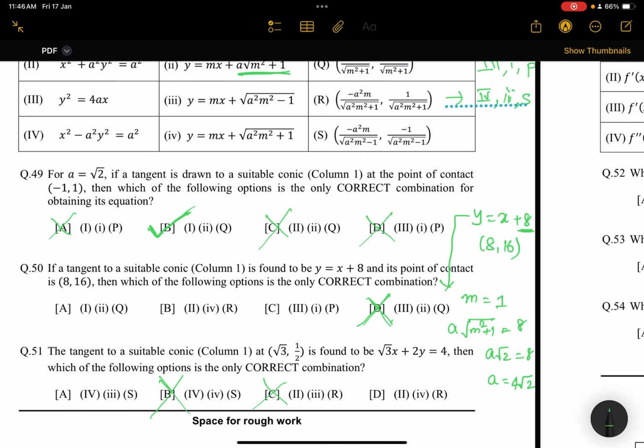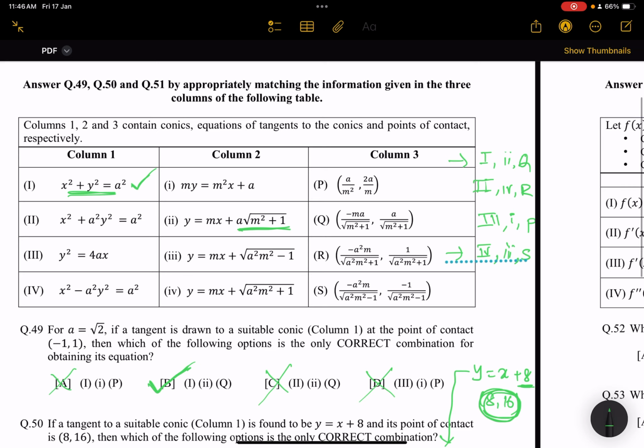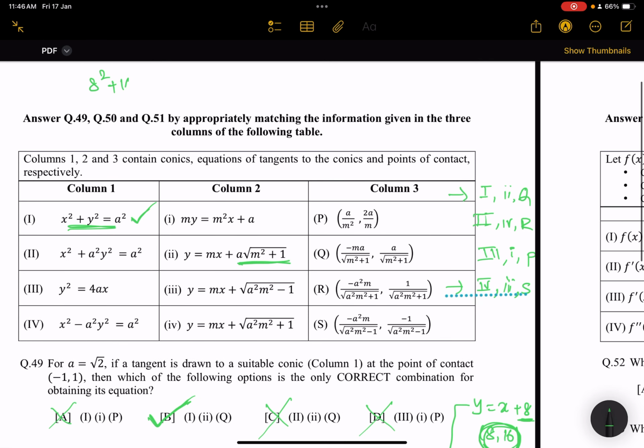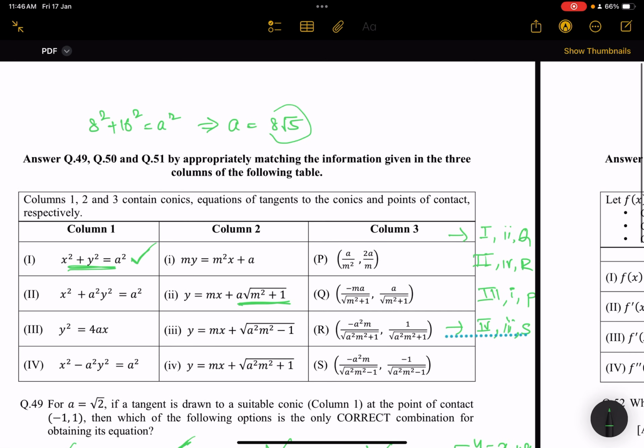Now, (8, 16) is the point of contact, so the point of contact should lie on the curve. So 8 square plus 16 square is equal to a square. If you solve this, you'll get a is equal to 8 root 5. Here we got a is equal to 4 root 2, and here we got a is equal to 8 root 5 for the same conic.